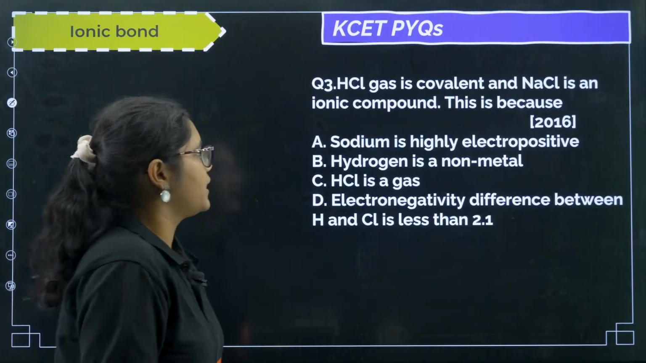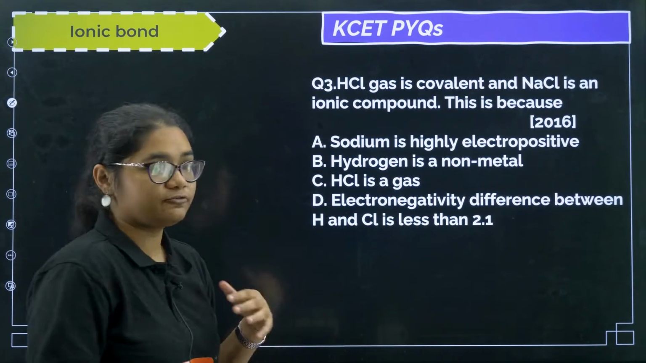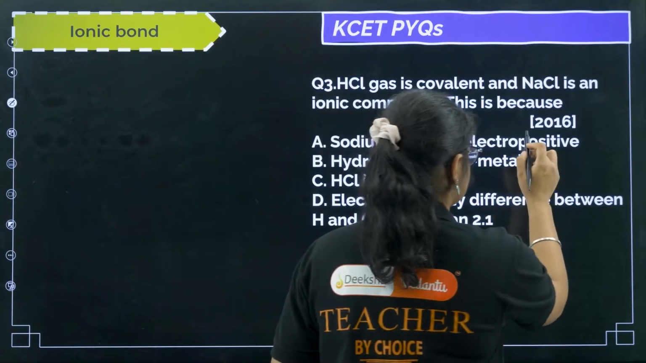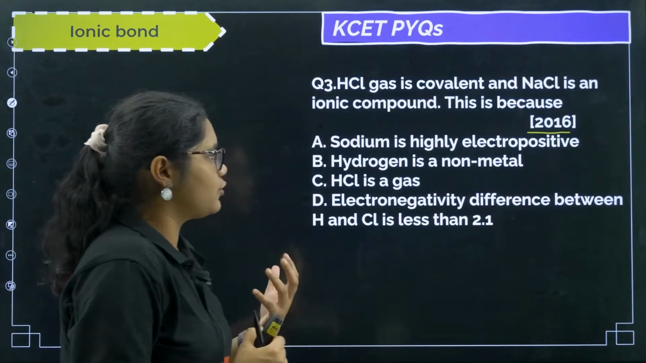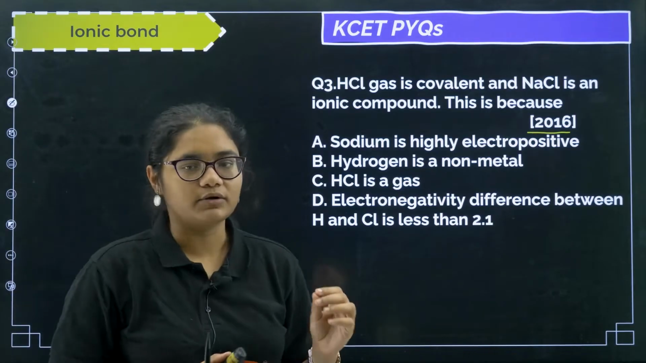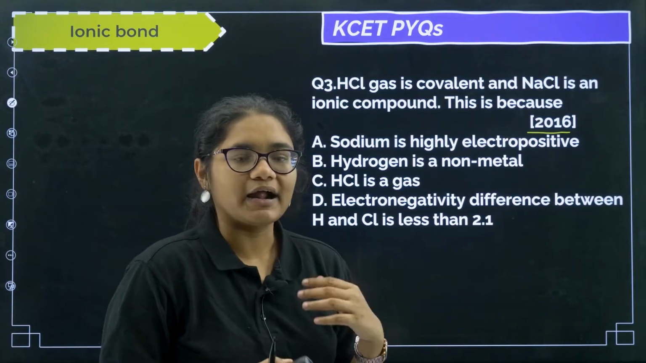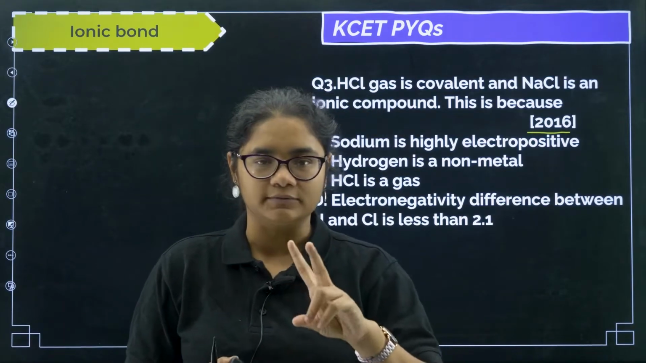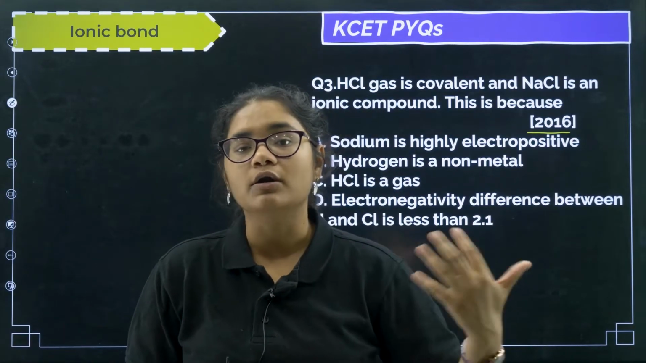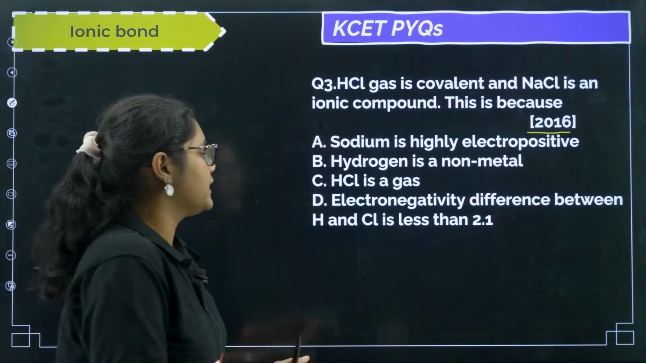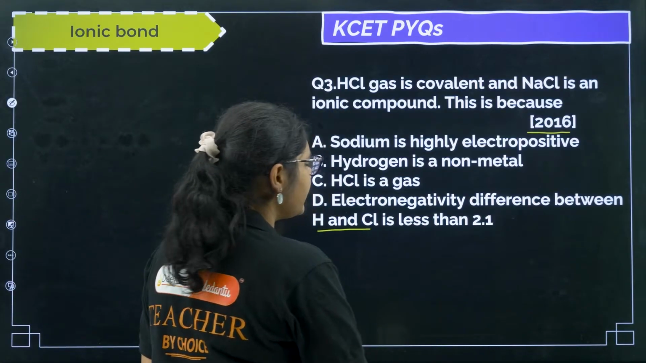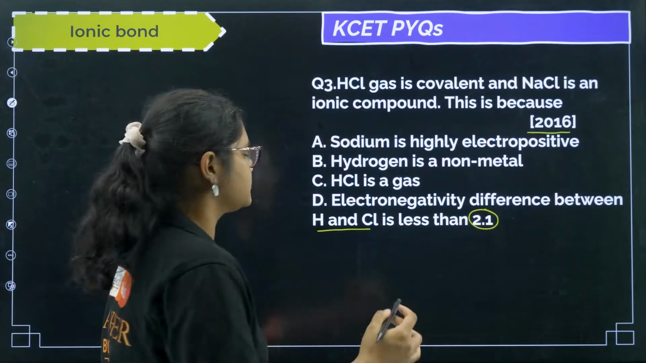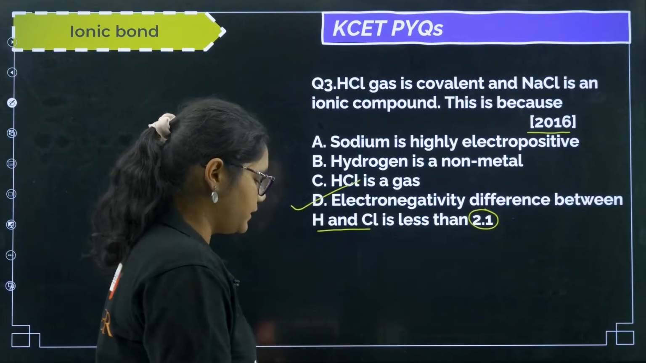Next, question number 3. This is also from the concept of ionic bond. HCl gas question was asked in 2016. HCl gas is covalent and NaCl is an ionic bond. This is because, you should know that for ionic bond, the electronegativity difference between the two atoms should be 2.1 or greater than that, right? So in case of H and Cl, it is less than 2.1, that is why it is a covalent bond. So the correct answer is option number D here.